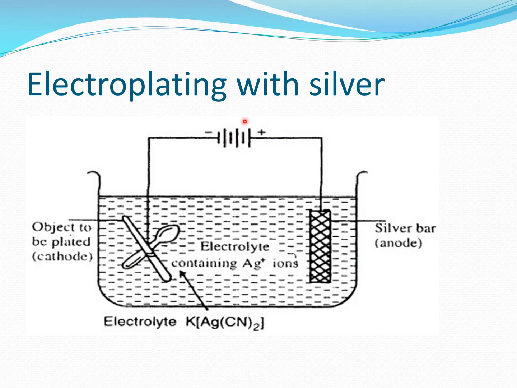And here is the source of electric current, that is a battery. The cathode and anode are connected to the terminals of the battery with insulated wires. The silver bar is connected to the positive terminal, which acts as anode, and the iron spoon is connected to the negative terminal of the battery, which acts as cathode. The electrolyte, potassium argentocyanide, contains silver ions.